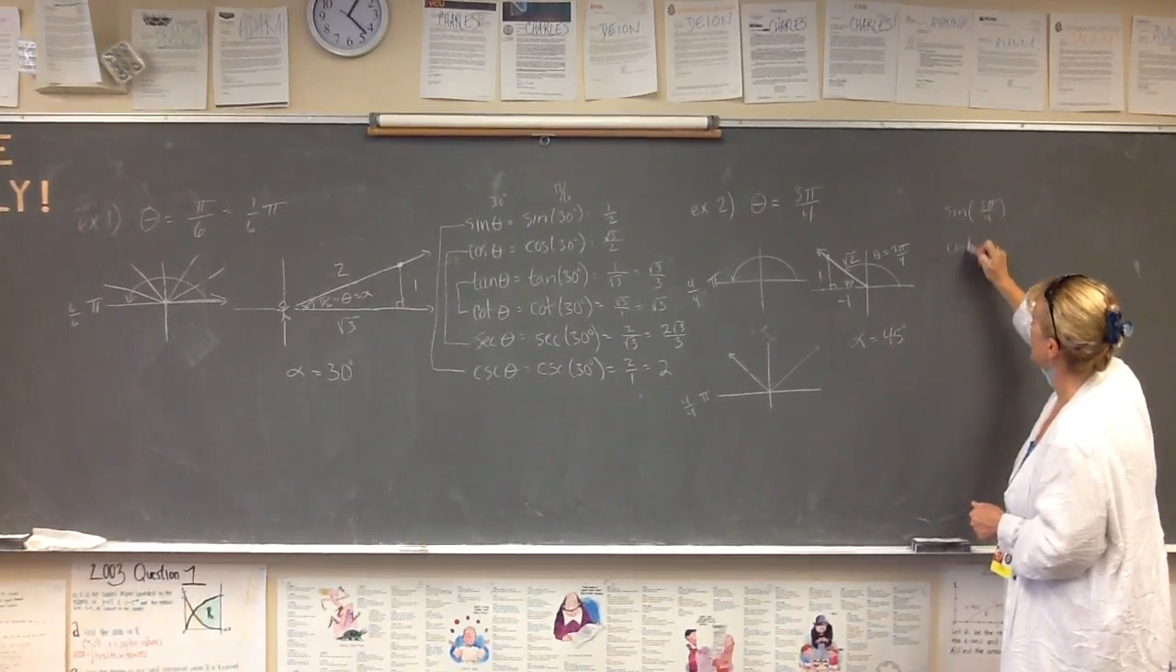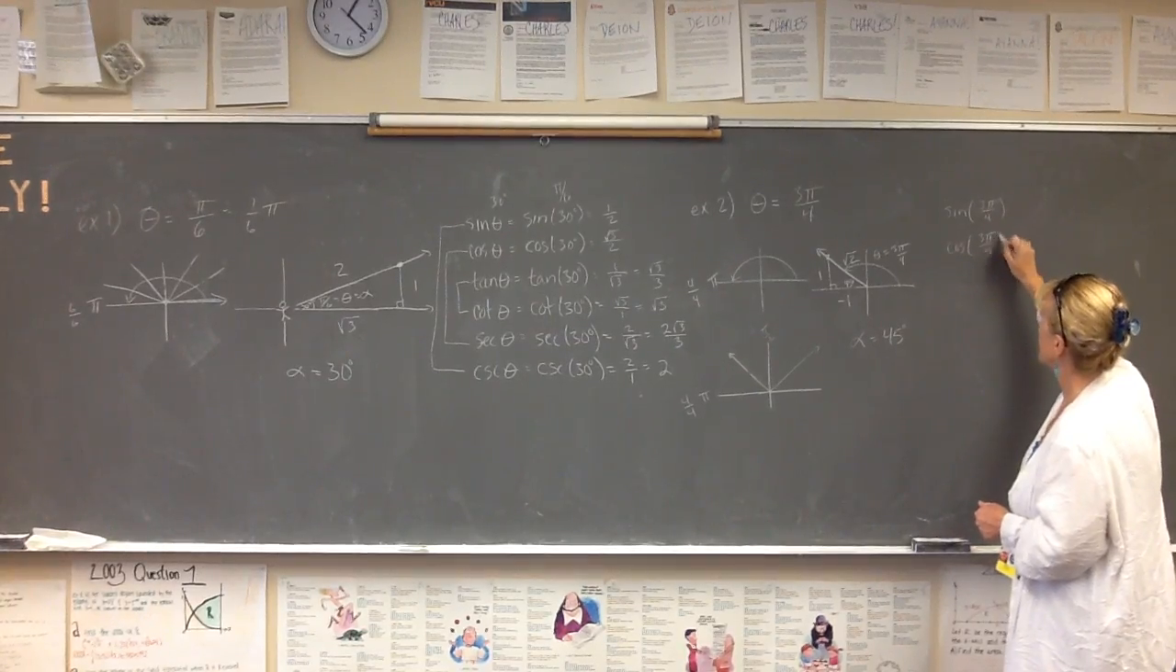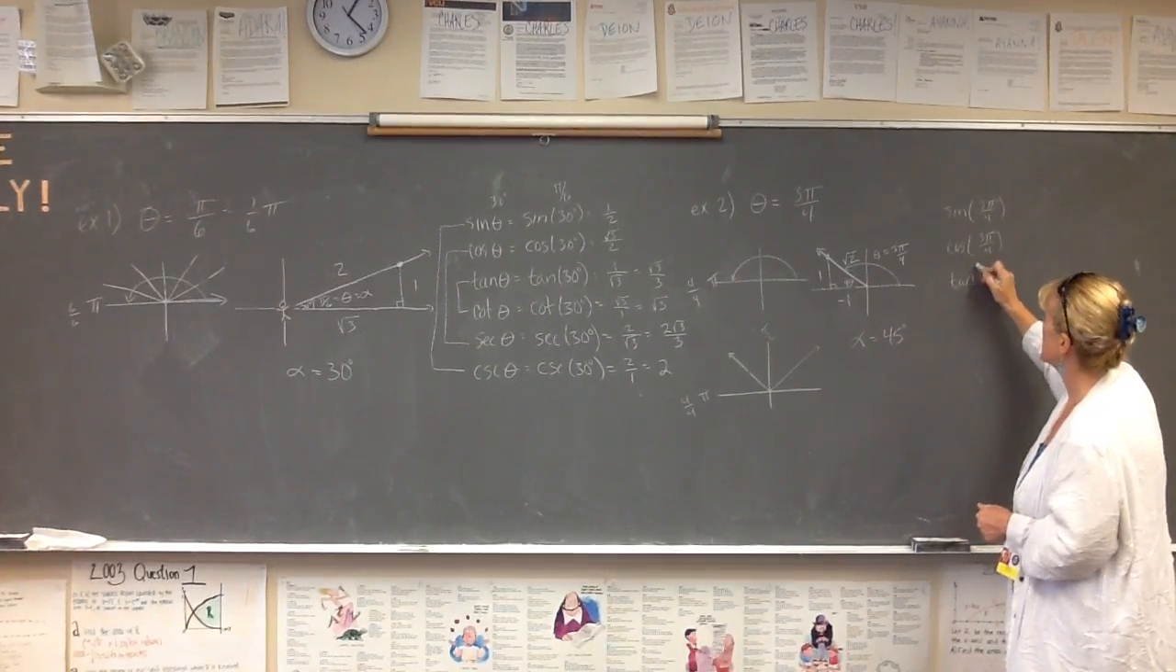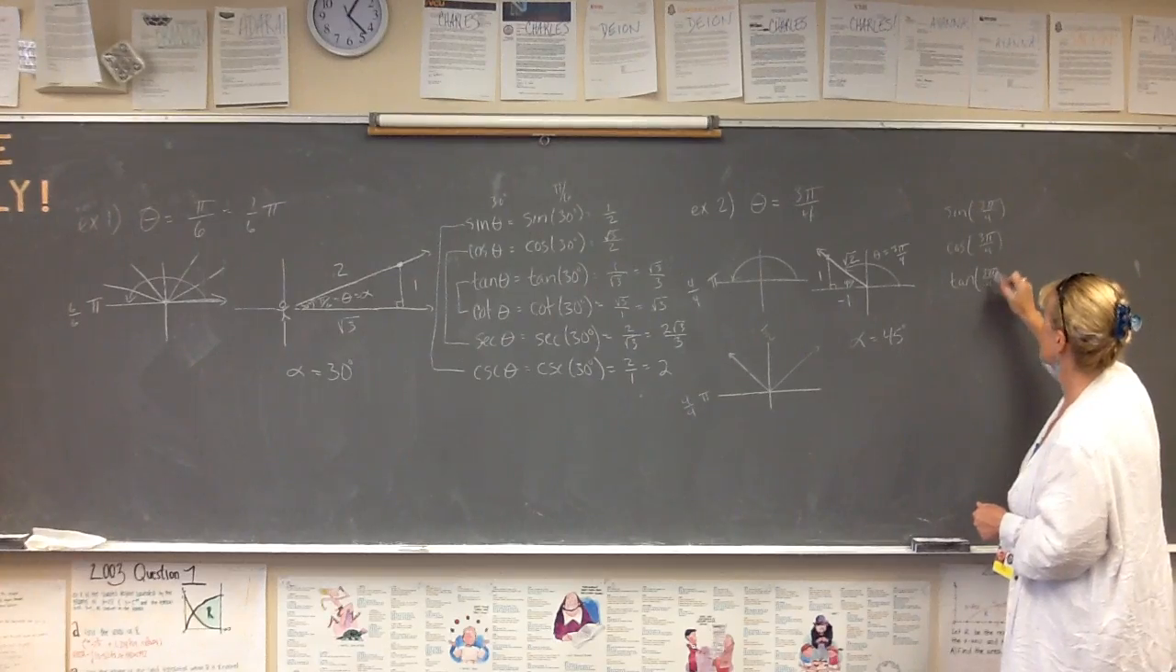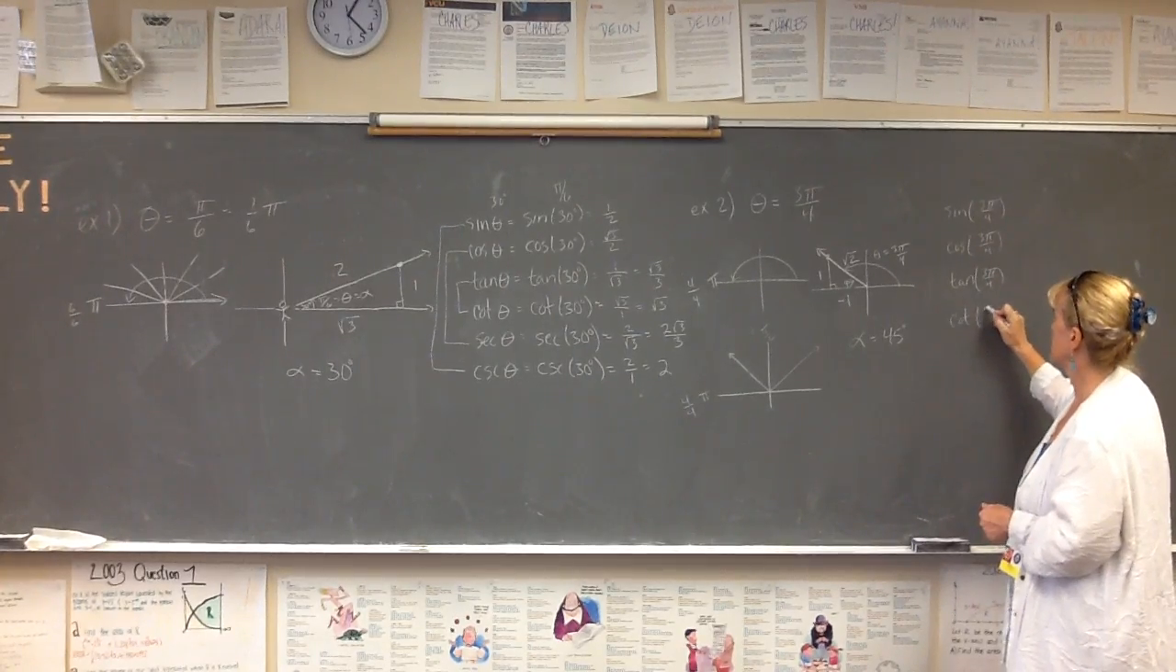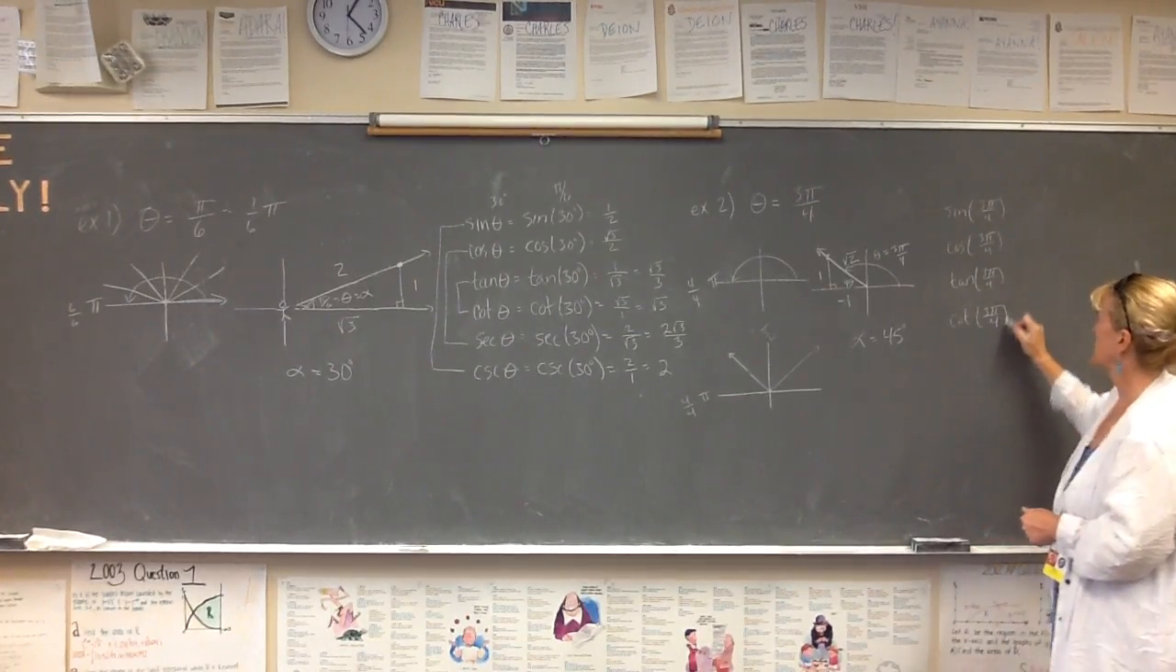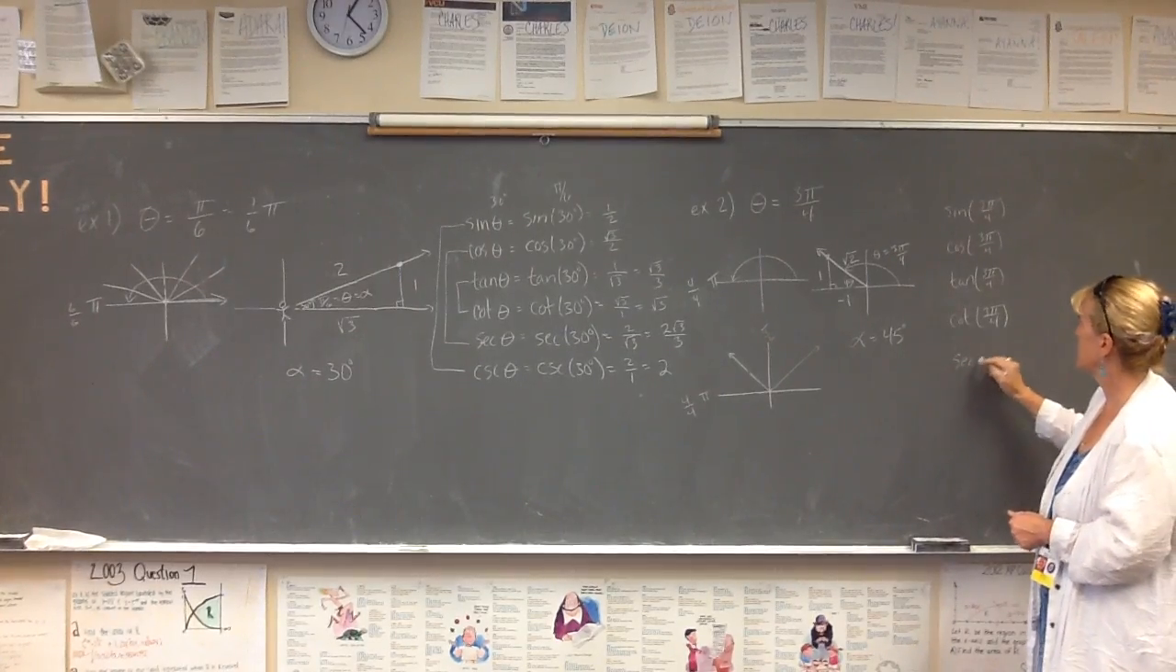All right, now we're doing the sine of 3 pi over 4. We're doing the cosine of 3 pi over 4, and so on. Why don't you guys set your numbers up like this? You should get to the point where you don't have to look or copy from the board. You should be doing it yourself.